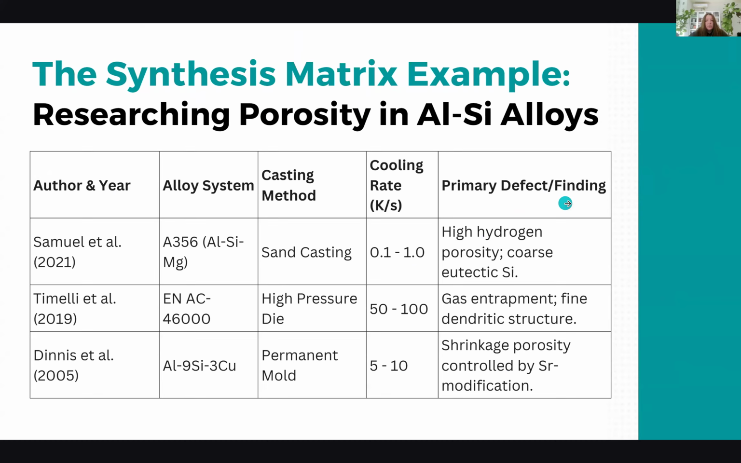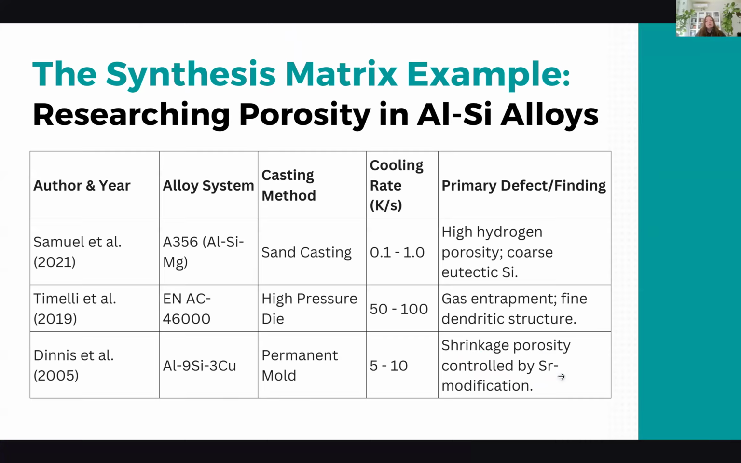And primary defect or finding. So, for example, for sand casting, there would be high hydrogen porosity, coarse eutectic silicon, and other defects. For high pressure die casting, gas entrapment would be an obvious defect. But at the same time, there would be fine dendritic structure that could alleviate the effect of gas porosity. And finally, for permanent mold die casting, there would be shrinkage porosity controlled by strontium modification.